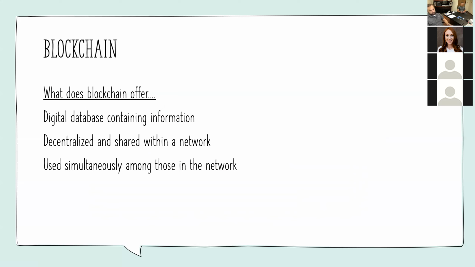That's really any information. I know a lot of us have probably heard of cryptocurrencies, and that's where we get familiar with hearing blockchain. It does not have to be currency or cryptocurrency. It could just be information stored as ones and zeros that make up a picture or a song or a novel. It just has to be information. It's decentralized and shared within a network. So it's not held by one individual, it's shared evenly across the network. And it can also be used simultaneously among those on the network.